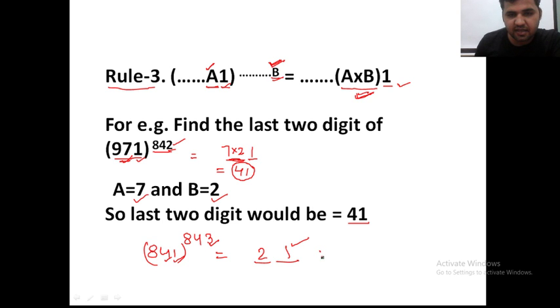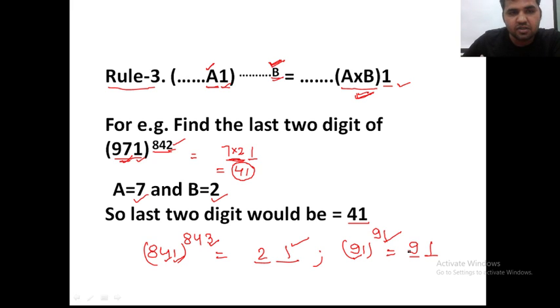Let me take another example. If I want to find out the last two digits of, let's say, 91 power 91, the unit digit would be 1. Right, and the tens place digit would be 9 into the unit digit of the power. 9 into 1 is 9, so the last two digits would be 91. Okay, so this is rule number 3 that you are supposed to keep in your mind. If you can remember this rule, you can solve every question.